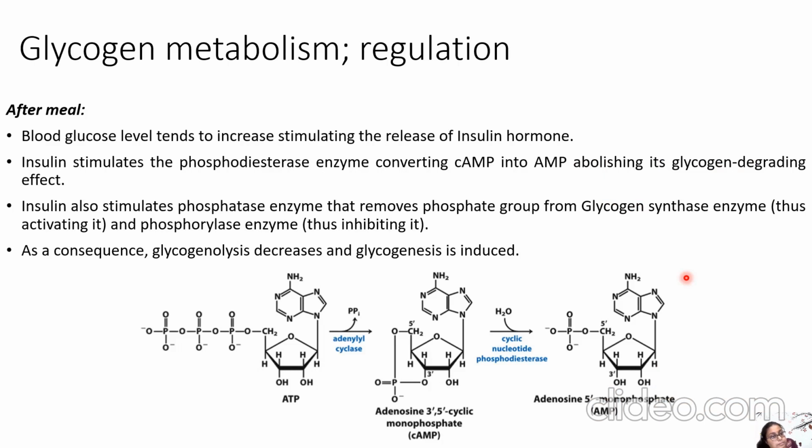So glycogen metabolism after meal. Blood glucose level tends to increase, stimulating the release of insulin hormone. Insulin stimulates the phosphodiesterase enzyme, converting cyclic AMP into AMP, abolishing its glycogen degrading effect. Now, insulin also stimulates phosphatase enzyme that removes phosphate group from glycogen synthase enzyme, activating it, and phosphorylase enzyme is inhibited. As a consequence, the glycogenolysis decreases and glycogenesis is induced. If you see this cyclic AMP, from ATP adenylyl cyclase will convert to cyclic AMP, then cyclic nucleotide phosphodiesterase will convert it to AMP.